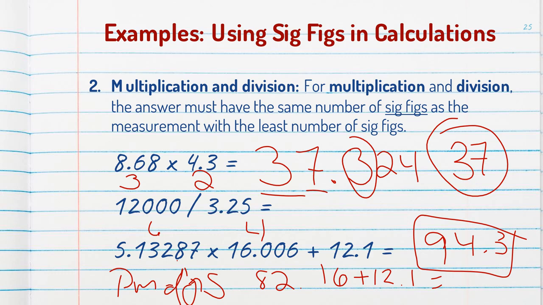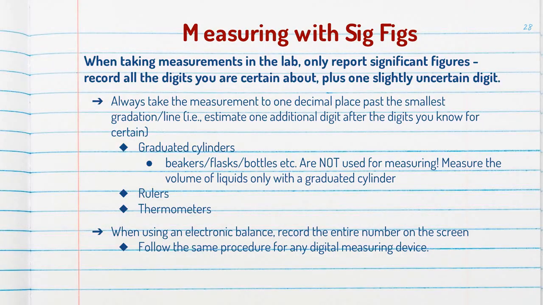All right, so our final thing is when taking measurements in the lab, only report significant figures. Record all digits that you are certain about, plus one slightly uncertain digit if you are able to. Always take measurements to 1 decimal place past the smallest graduation line. Estimate 1 additional digit after the digits you know for certain. Graduated cylinders, rulers, and thermometers. Beakers, flasks, and bottles are not used for measuring. Measure only with graduated cylinders.